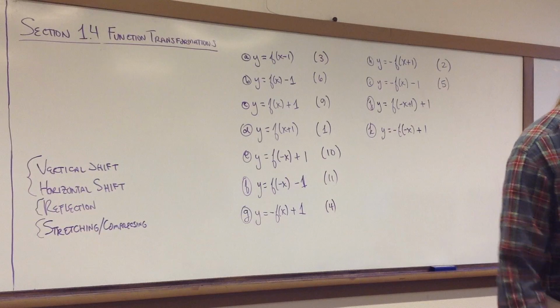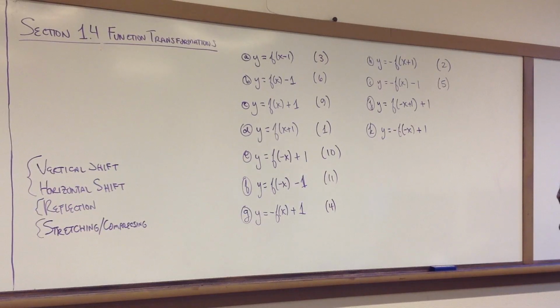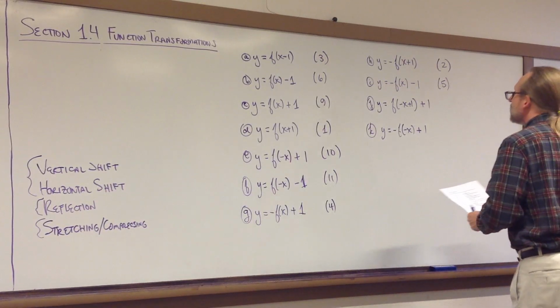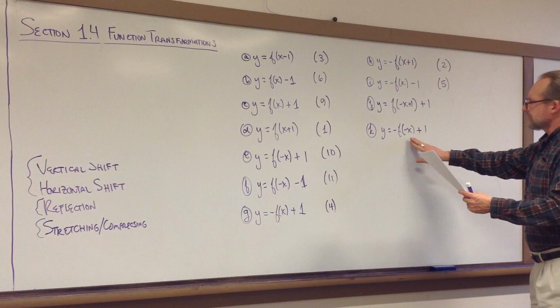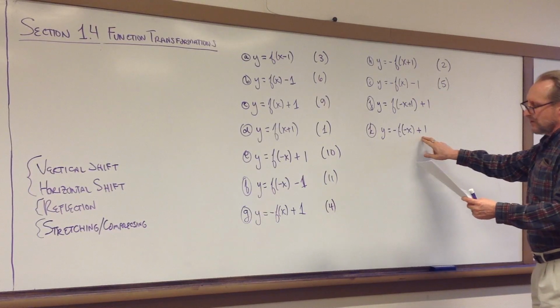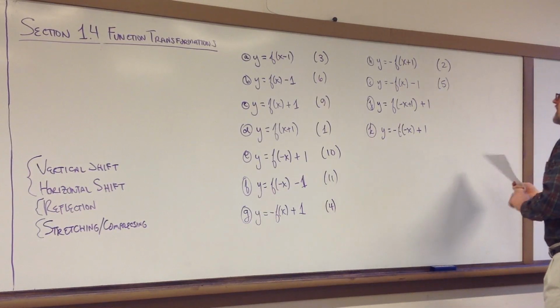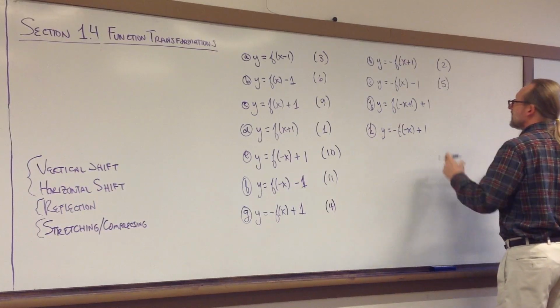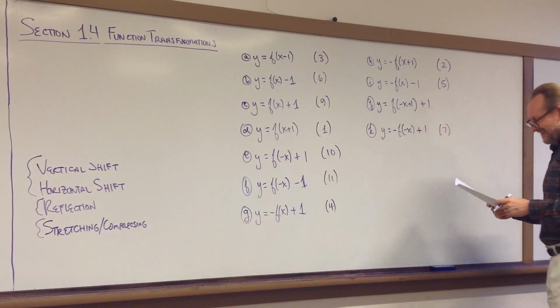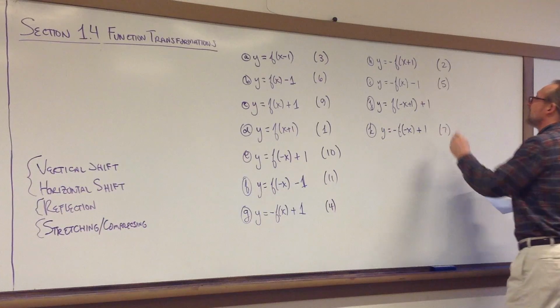All right. Let's see here. Shift left 1 unit. Let's see. Reflect over the x-axis, reflect over the y-axis, shift up 1 unit. K matches up with number 7. J is a little bit tricky.